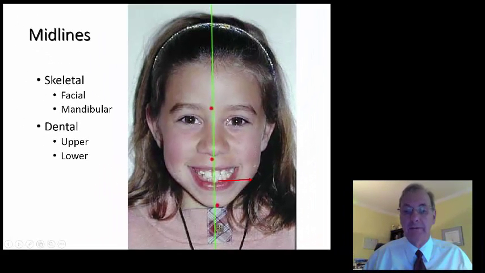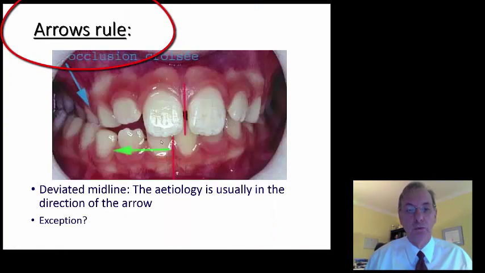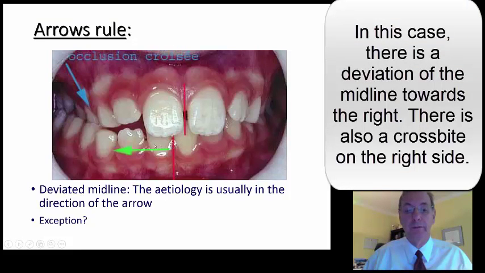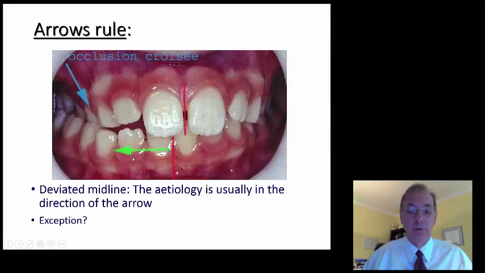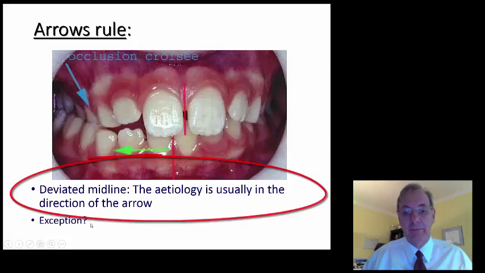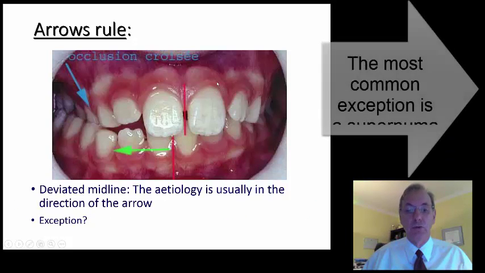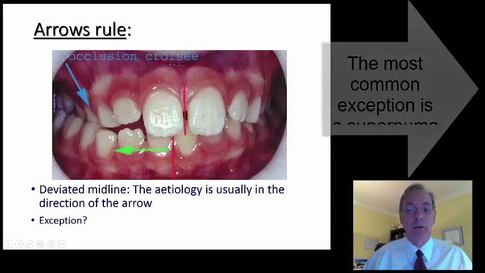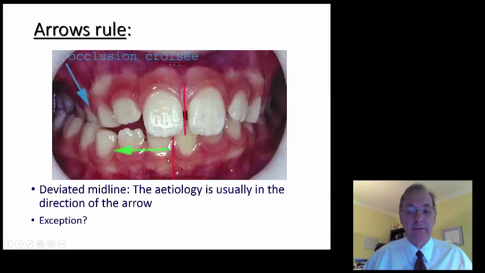The upper face is actually symmetrical and doesn't present any problems. So we use the arrows rule for the determination of crossbites. In this case, there's a deviation of the midline towards the right of the patient. Usually the problem will be located in the direction of the arrow. What are the exceptions? The most frequent exception is a supernumerary tooth that is actually shifting the midline the other way. But normally, in the vast majority of cases, if you use the arrows rule, when there is a midline deviation, you'll find the problem in the direction of the arrow.